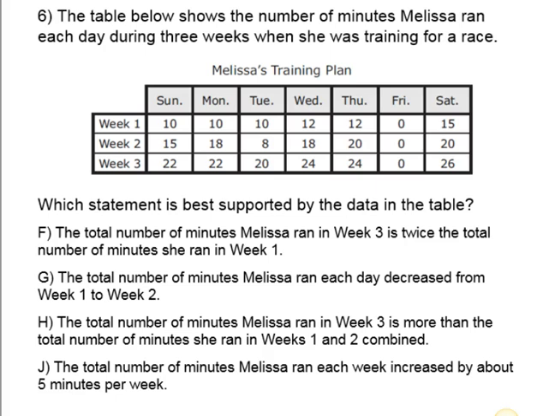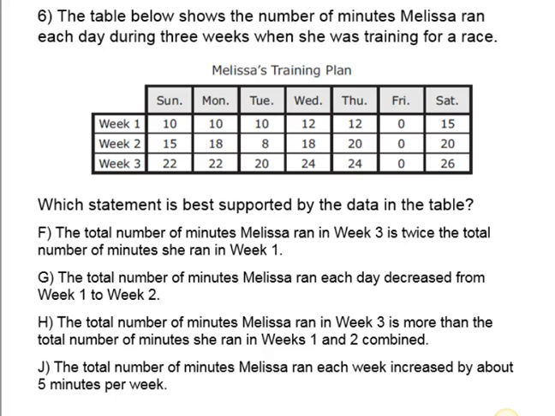F, the total number of minutes Melissa ran in week 3 is twice the total number of minutes she ran in week 1. G, the total number of minutes Melissa ran each day decreased from week 1 to week 2. H, the total number of minutes Melissa ran in week 3 is more than the total number of minutes she ran in weeks 1 and 2 combined. J, the total number of minutes Melissa ran each week increased by about 5 minutes per week.